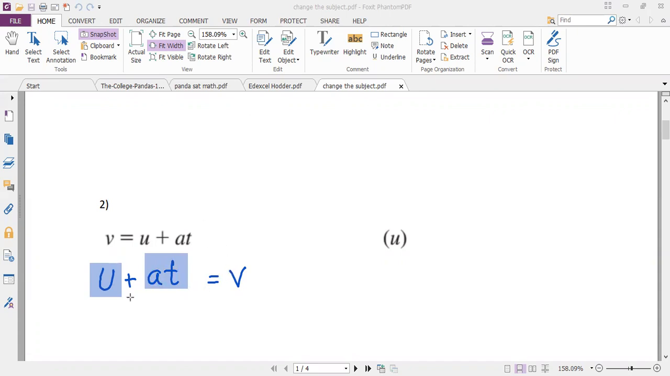And to get rid of AT, this term, just subtract AT from both sides. So minus AT and minus AT. So AT and minus AT are going to be cancelled. You will get on this side U equals V minus AT. U now is the subject. Okay.